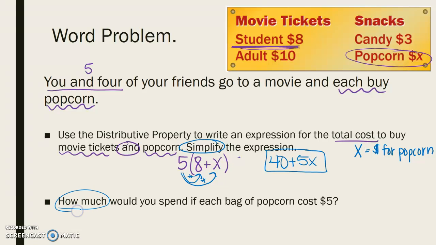So it says, how much would you spend if each bag of popcorn costs $5. So now we actually have a value for our x. So we can take that expression, 40 plus 5x, and plug in how much we know popcorn to be now. So 5 times 5. So we've got this $40 that we're spending just on tickets, plus 5 times 5 now, because it's 5 bags of popcorn, $5 a piece. So we have to do our multiplication first. We get 25. And then we add that to the $40 we knew that we were spending already on tickets. So total, that ends up being $65. So total, you and your 4 friends are spending $65 at the movie theater.